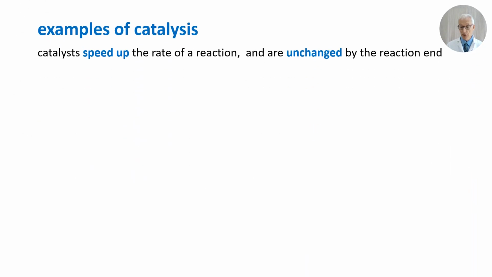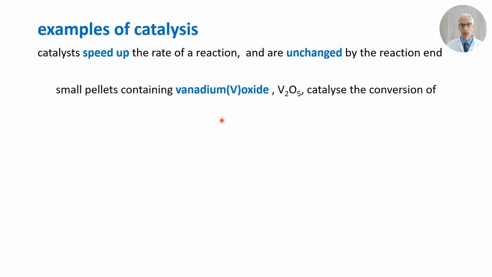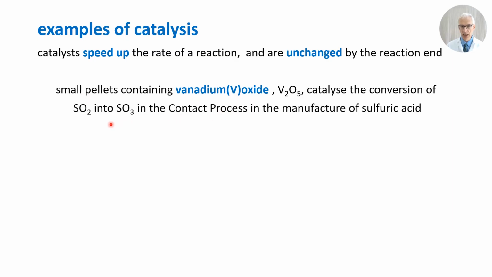So let's move on to a second example. Vanadium 5 oxide, V2O5. Again, small pellets, because that illustrates the principle of high surface area to small volume being employed in catalysis. So vanadium 5 oxide catalyzes the conversion of sulfur dioxide into sulfur trioxide, which is the contact process in the manufacture of sulfuric acid, which is itemized in your syllabus.